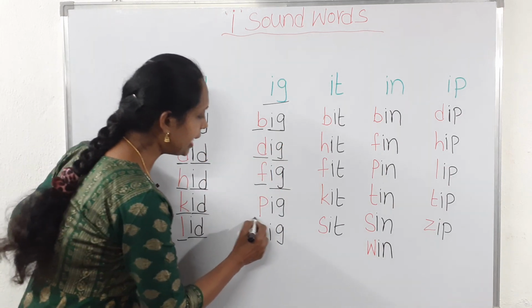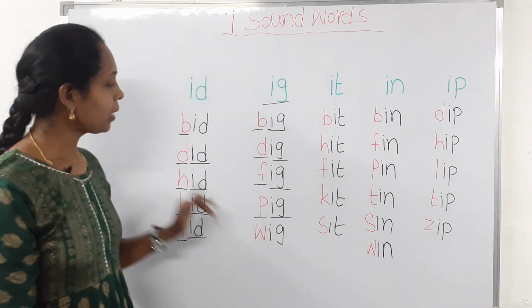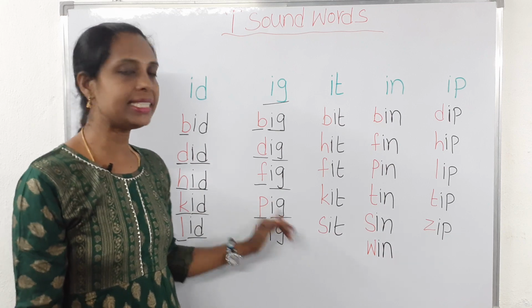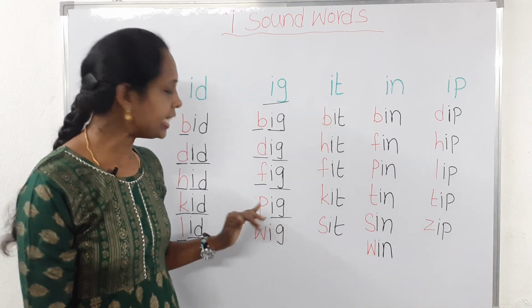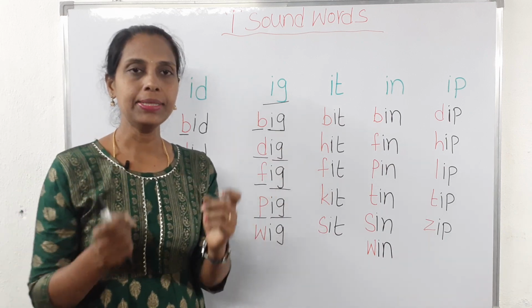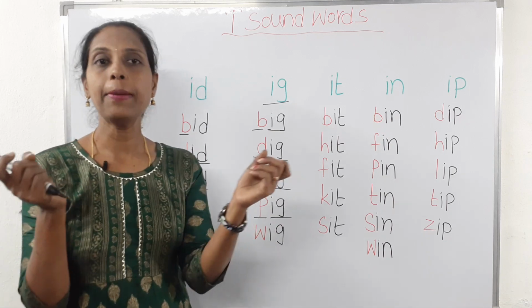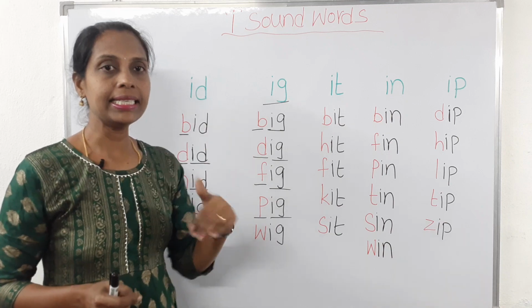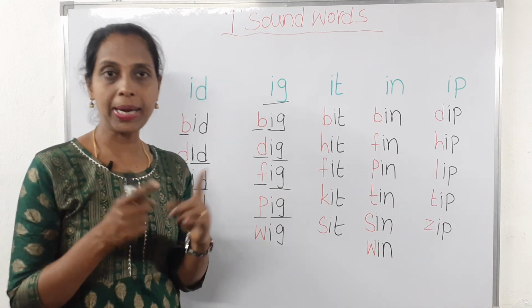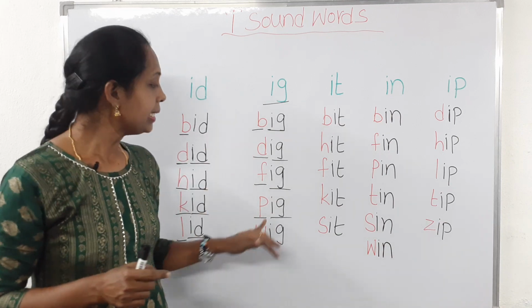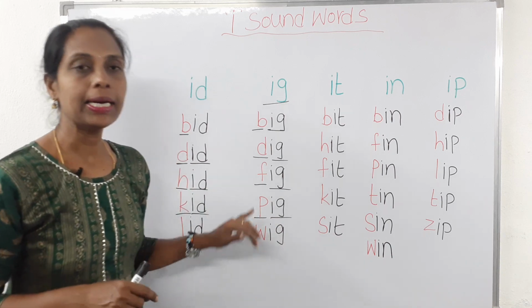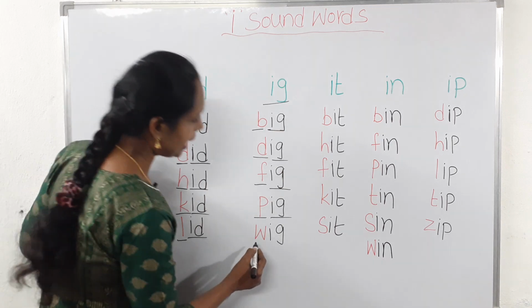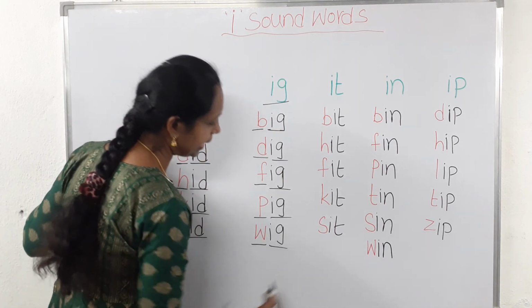Next, we can add P to ig. P-I-G, pig. What is the sound of P? P. P-E-G, pig. P-I-G, pig. Next, we can add W to ig.